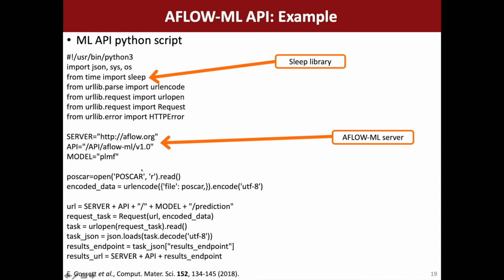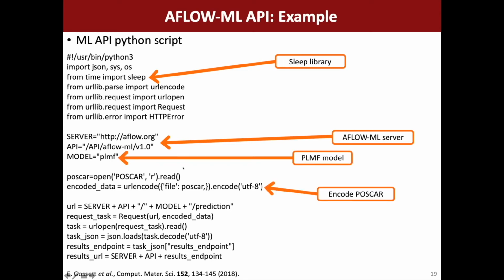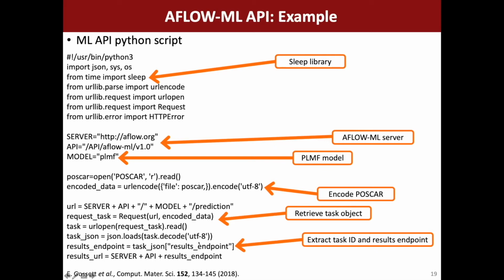Okay, so then it opens, so you can change this name to the relevant POSCAR file. So you open the POSCAR, it will read it in and encode it. Then you create the prediction URL, you submit it, and you retrieve the task object. You extract the task ID from this object, and then you build the results URL.